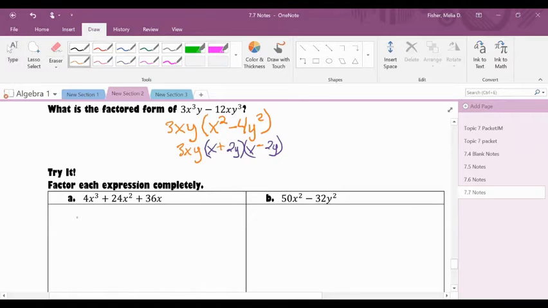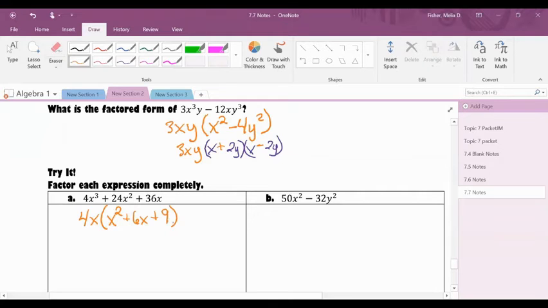Okay, on try-it part A, the greatest common factor for these is 4x. And 4x cubed divided by 4x is just 1x squared. And the 24x divided by 4x is 6x. And then 36 divided by 4x is 9. Just 9, the x's are gone.